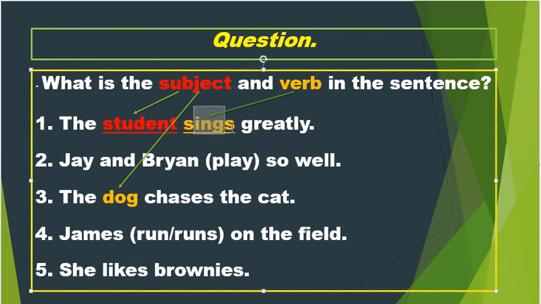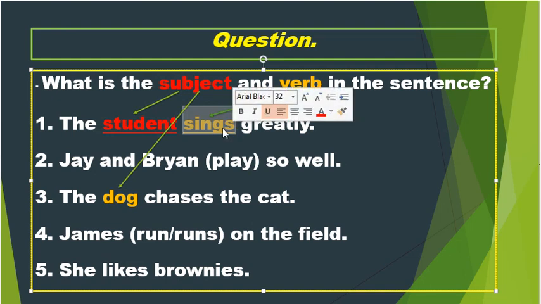Sings. Okay, so that is the verb. That is the action. Again, who is singing? The students. What do the students do? Sings. That is the action done by the students, or what the students are doing. The students sing greatly. So again, the subject, student, is the person who makes the action, and the action that he or she makes is sing.